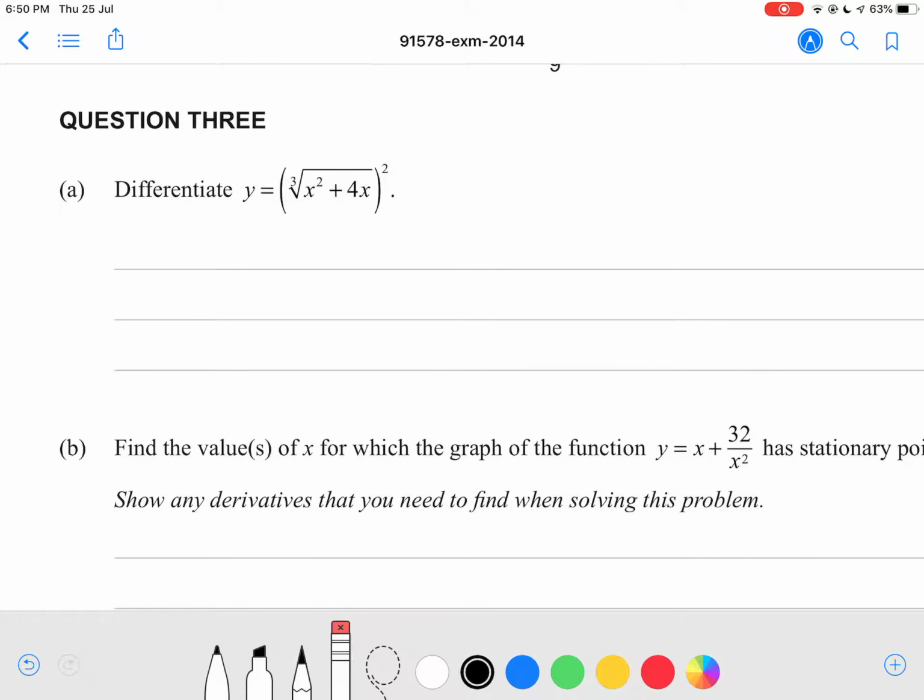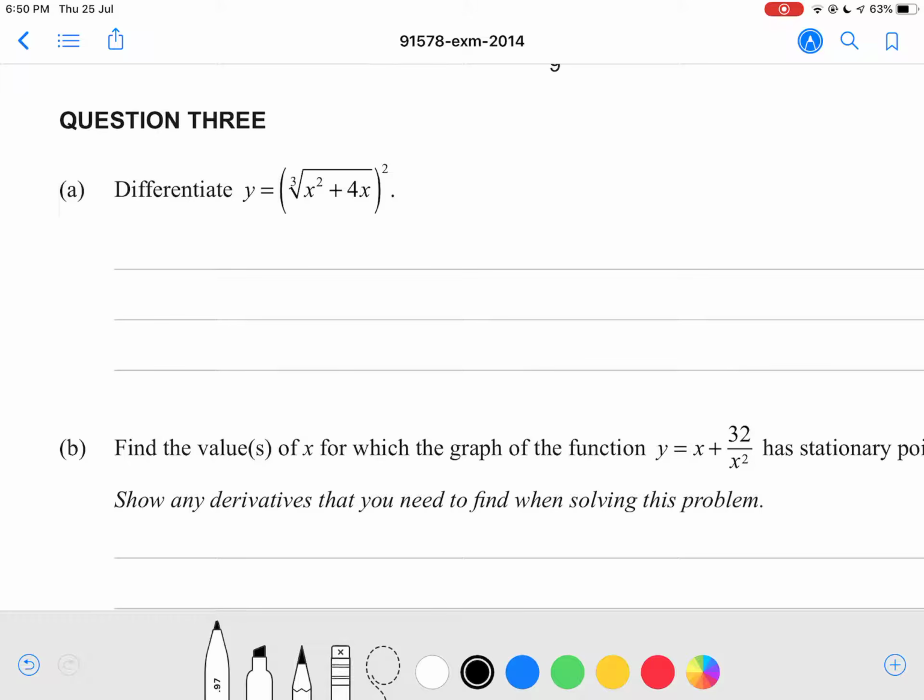Question 3. Differentiate y equals the third root of (x squared plus 4x), whole thing to the power of 2. We need to differentiate that. Out of this form, we can't actually differentiate, okay? We need to make it in the form of a function to the power of something, okay?